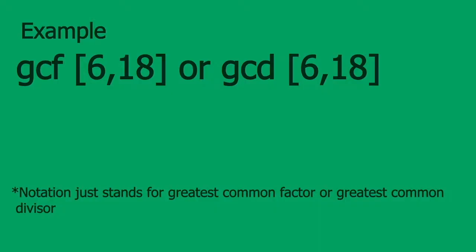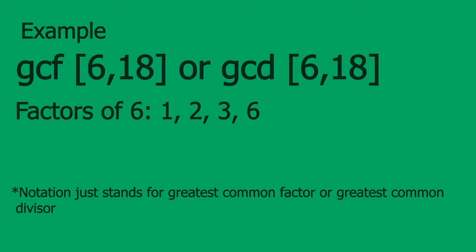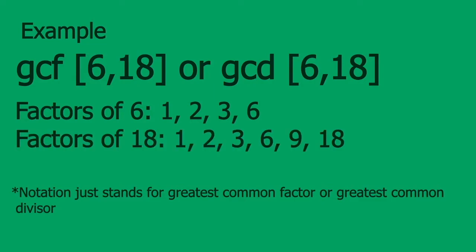If you look at this example, the greatest common factor or the greatest common divisor of 6 and 18, first and foremost, the factors of 6 are 1, 2, 3, and 6. The factors of 18 are 1, 2, 3, 6, 9, and 18. When we compare all the different factors, we can see that the greatest common factor or the greatest common divisor in this case is 6.